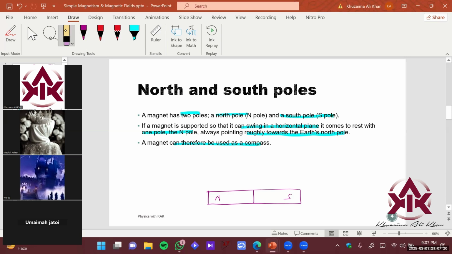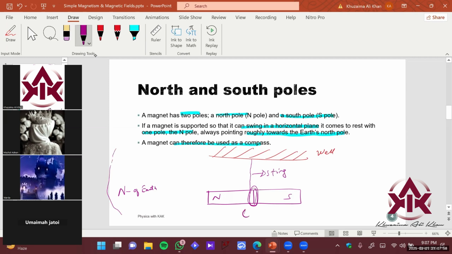Let's say you have a string and you have a wall here. This is the wall. And let's say we are holding the magnet by a string here. If you allow this magnet to swing freely, and let's say roughly the north pole of Earth is here, it will align towards this north pole of Earth. That is the purpose of a compass. That is how a compass is designed to operate.